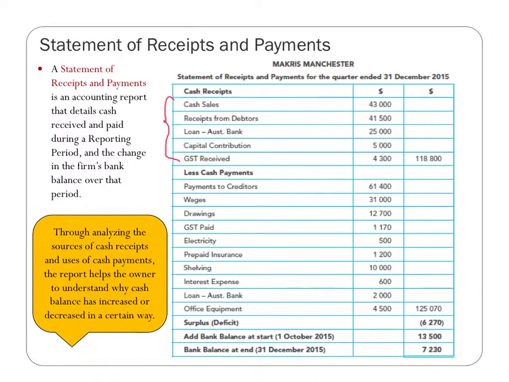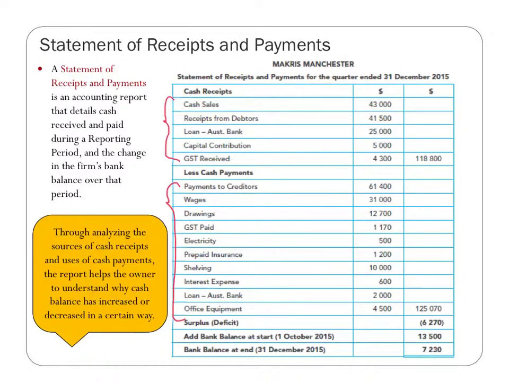less cash payments. Okay, these are the cash payments. Let's have a look at them. So we've got payments to creditors, wages, drawings, GST paid, electricity, prepaid insurance, a payment we made in advance. Shelving, so you made a payment to purchase some non-current asset. Interest expense, loan, this is the loan repayment, and office equipment, again paying for a non-current asset. All of these totaled up give you the subtotal for the cash payments over the quarter.